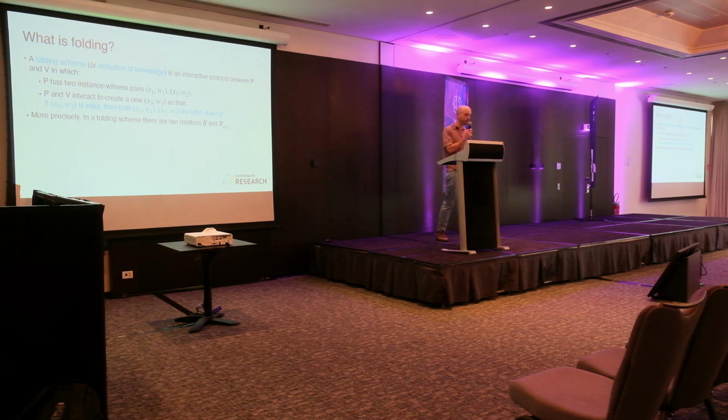To be more precise and start adding some notation, in a folding scheme there are two relations, R and accumulated R. The accumulated R is basically the relation R, but with a bit of relaxation. In particular, the original relation that we care about is contained in the accumulated one. And the scheme transforms an instance witness pair from R and an instance witness pair from the accumulated relation into a new instance witness pair of the accumulated relation. We write this scheme succinctly as R times accumulated relation goes to accumulated relation.